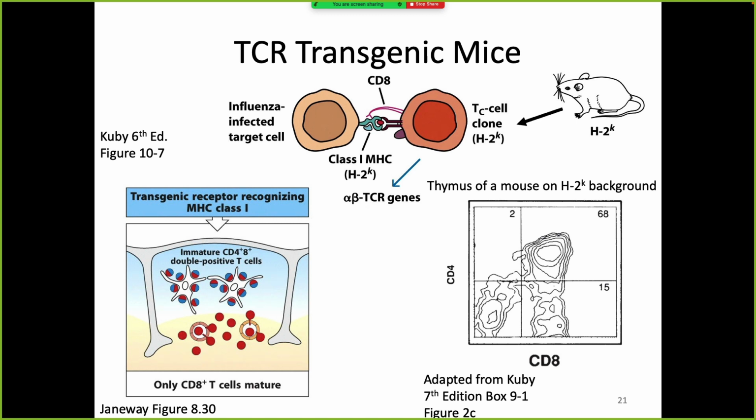H2K thing. And so you can see that as we put that receptor in, all of those cells are double positives. They're all going to realize, hey, I respond to MHC class 1. And then if we look at the thymus, we're going to see just some double negatives, some double positives, and just the CD8 single positives. And we're going to have a mouse where 100% of its T cells will respond to influenza.